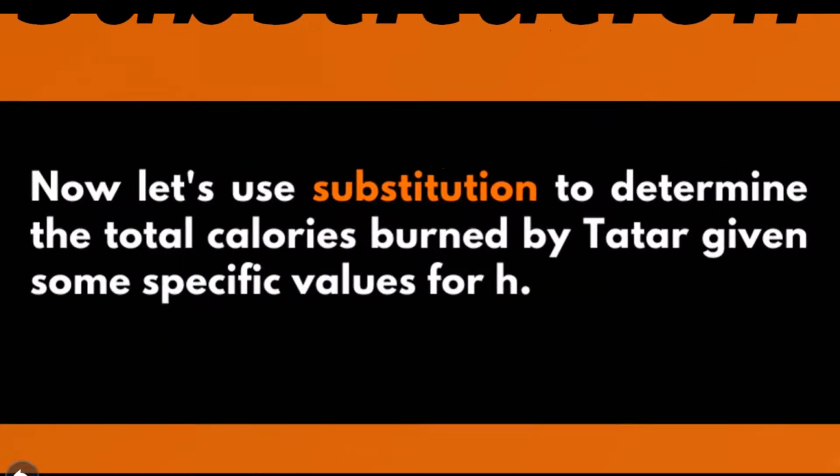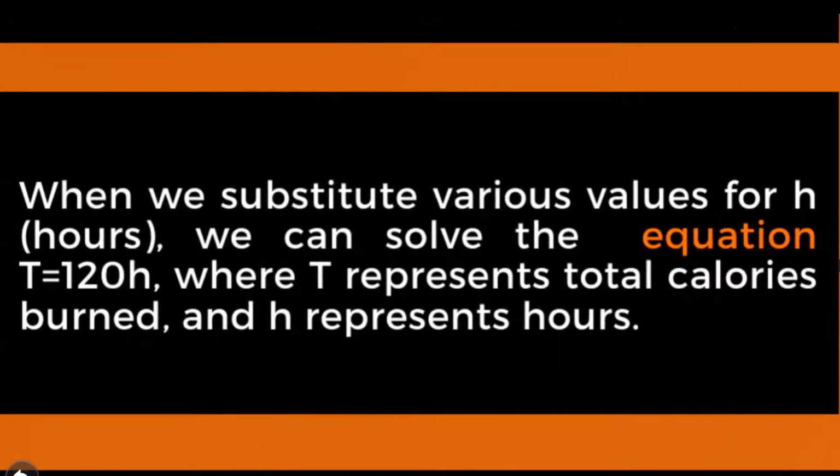Now let's use substitution to determine the total calories burned by Tatar given some specific values for h. When we substitute various values for h hours, we can solve the equation t equals 120h, where t represents total calories burned and h represents hours.